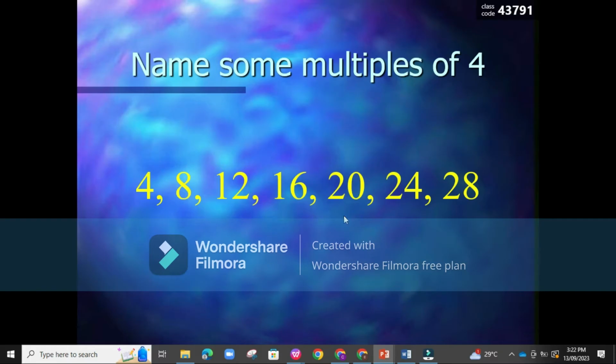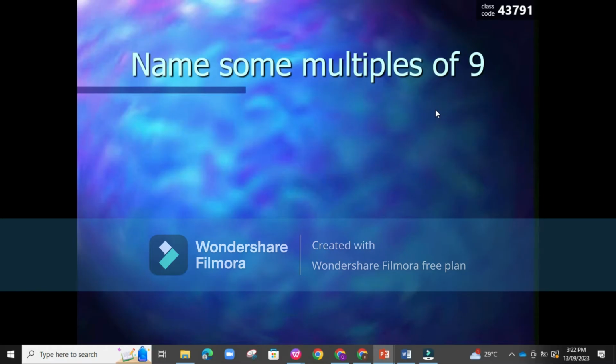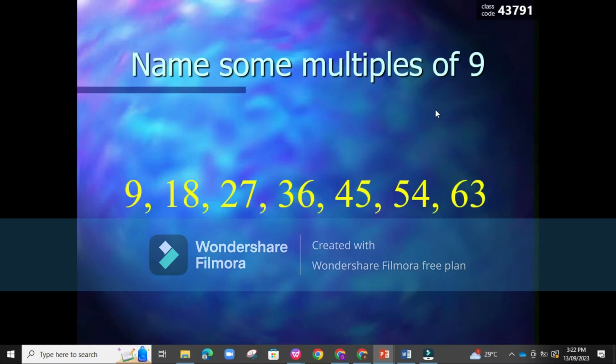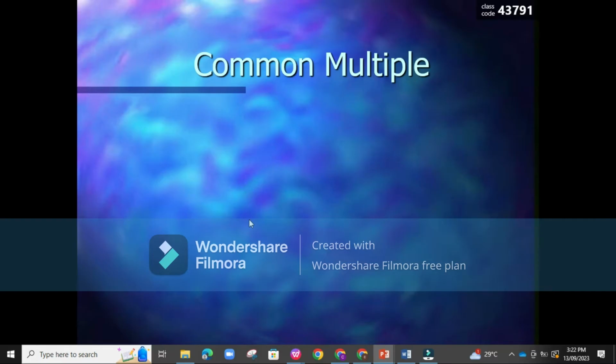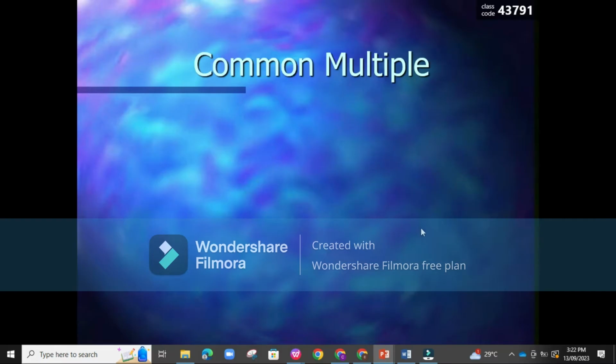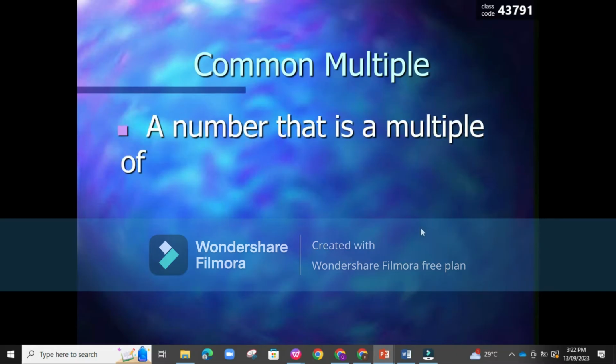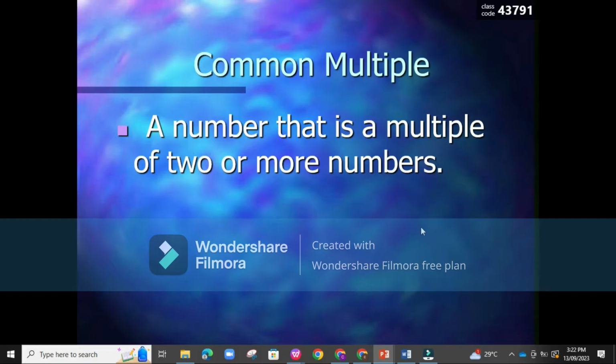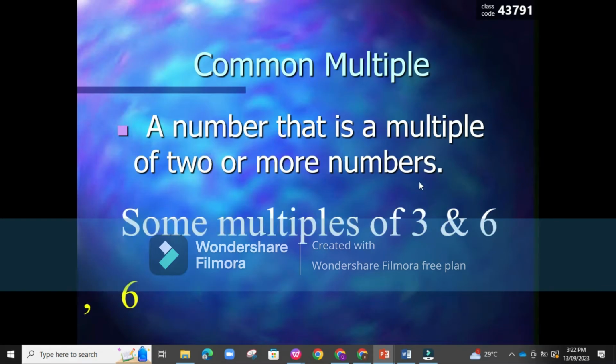Meaning to say, these numbers are exactly divisible by 4. How about multiples of 9? We have 9, 18, 27, 36, 45, 54, and 63. Now how about common multiples? When we say common multiple, this refers to a number that is a multiple of two or more numbers.